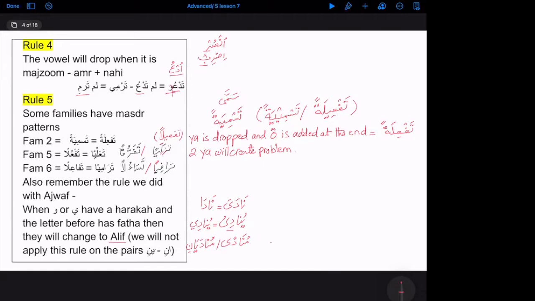But it's not going to happen in nakis because it is ending on a sound, right? So we need to be aware of that. So lam tad'u, and then tarmi, when we are making it majzoom, what's going to happen? We are just dropping this ya, and this is how it will be, lam tarmi.